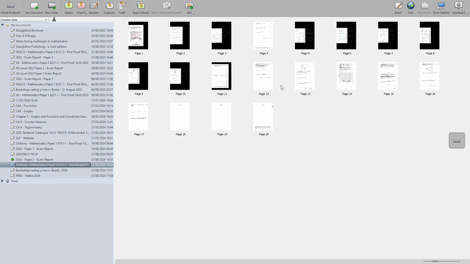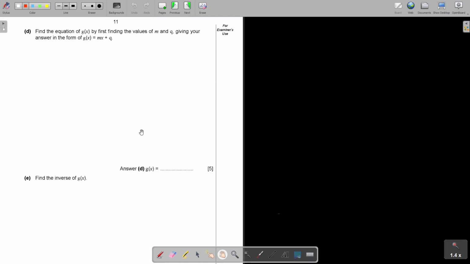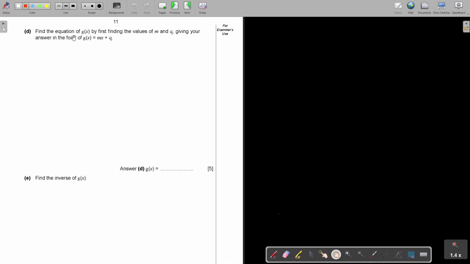Okay, here comes the second part of the question. Find the equation of g(x) by first finding the values of m and q. Give your answer in the form given. Now, how will I do that? I'll tell you where you find that. It's still in part 1.